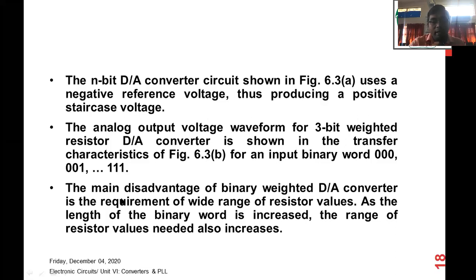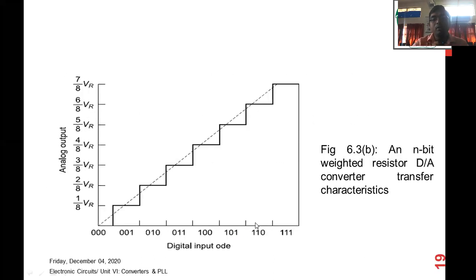So what is the main disadvantage of the binary weighted digital to analog converter? It is the requirement of a wide range of resistor values, because the resistor value changes with respect to the binary weight of the bits. So as the length of the binary word is increased, the range of resistors also increases. So this is one of the very significant disadvantages of the binary weighted digital to analog converter.